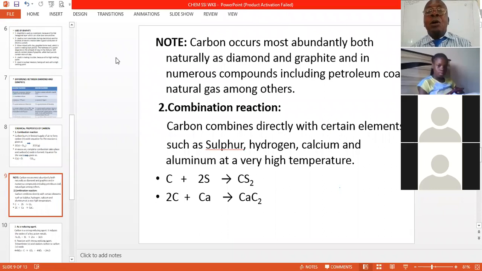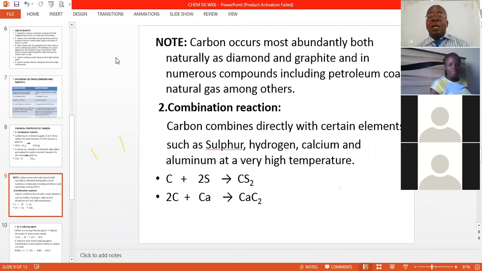Note, carbon occurs most abundantly, both naturally as diamond and graphite and in numerous compounds, including petroleum, coal, natural gas, and others. Now, the second reaction of carbon is combination reaction. Carbon combines directly with certain elements, such as sulfur, hydrogen, calcium, and aluminum at a very high temperature. You can see the equation there.